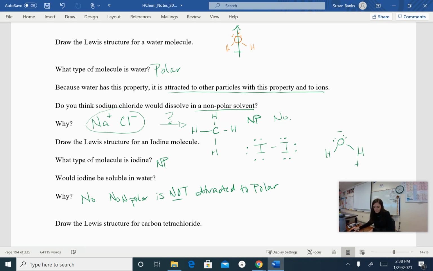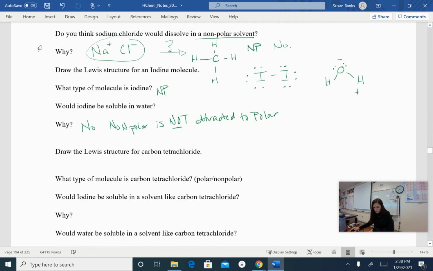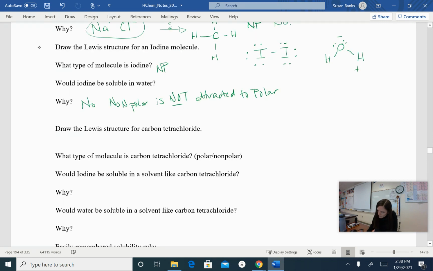Okay, so let's draw the Lewis structure for carbon tetrachloride. So carbon tetra is 4, so we've got 4 chlorines. Okay, and all of these chlorines have 3 lone pairs on them.